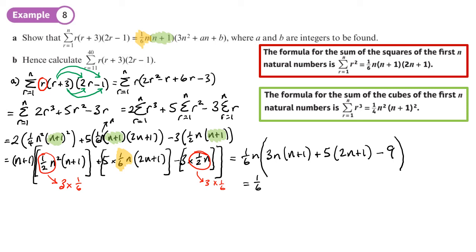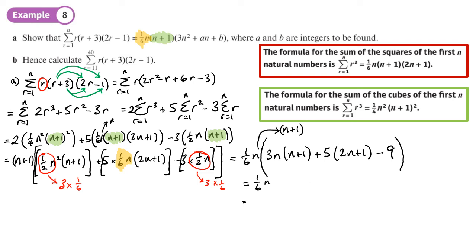So it's going to be multiplying out what's in the brackets. So 3n squared plus 3n plus 10n plus 5 minus 9. Oh, I missed out because I'd already taken the n plus 1 out as a factor, so that should have been there as well. Yeah, let me put that in. Sorry about that.